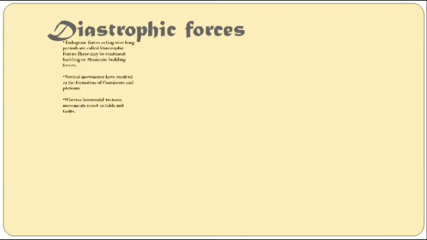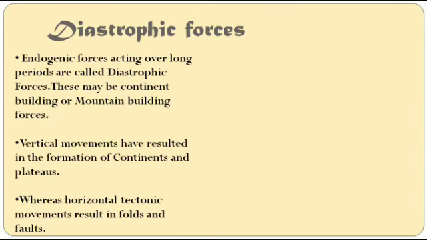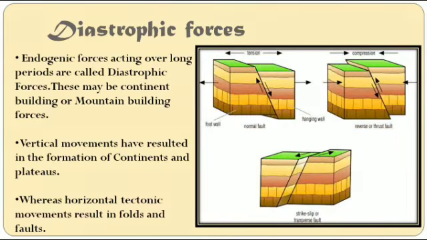Diastrophic, as we have read earlier, is a very slow process which results in continent making or mountain building. This is another endogenic force. Endogenic means when certain things take place inside the earth. Endogenic forces acting over long periods are called diastrophic forces. These may be continent-building or mountain-building forces, a process of millions of years that results in mountain building.